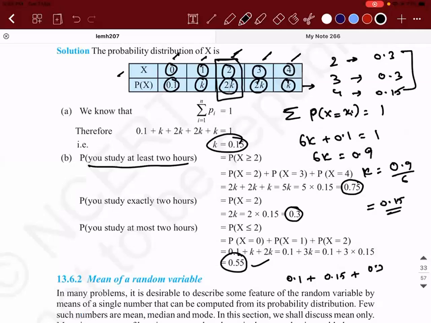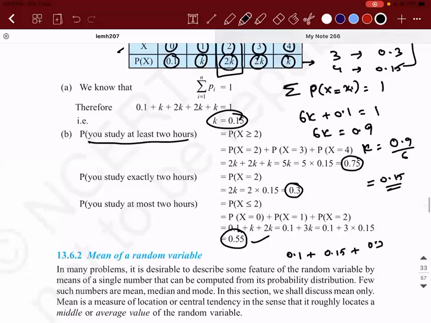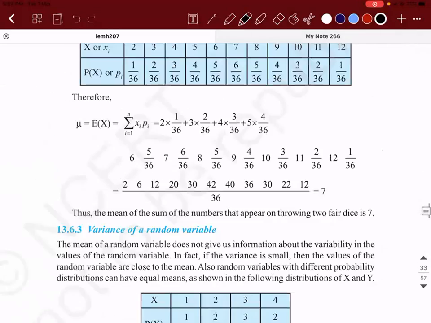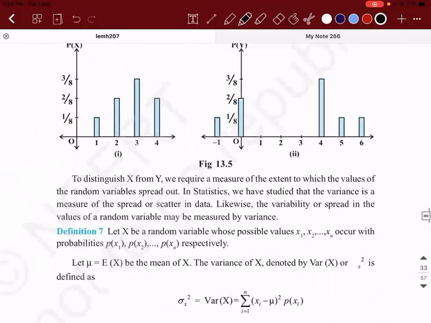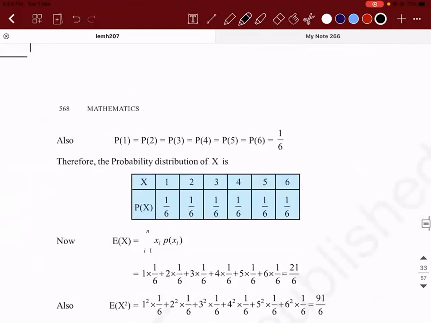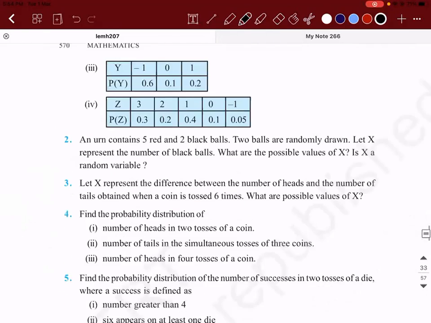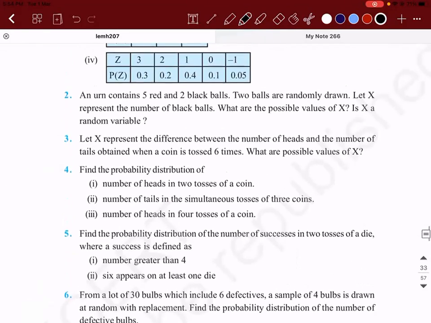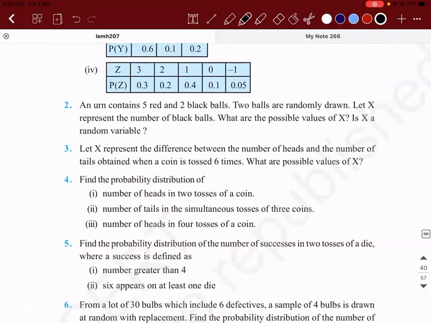Am I clear, guys? Yes. So that's it. This exercise also you guys can solve. You can ignore the problems based on statistics. Your work is only to know how to form the probability distribution. So with this, we can say that the syllabus is over.